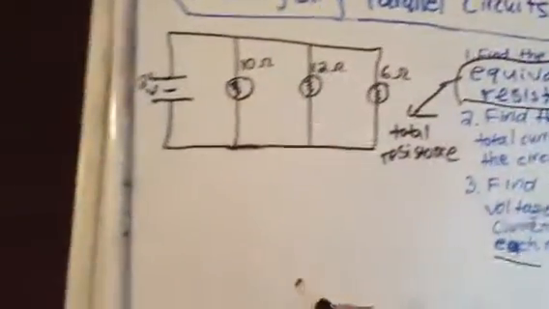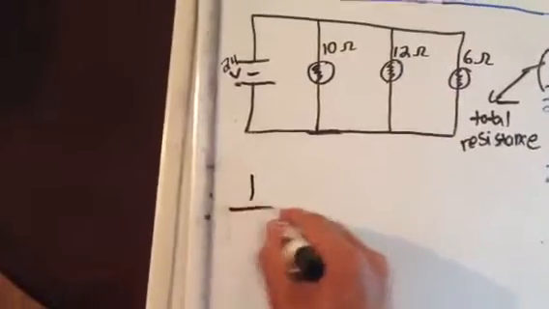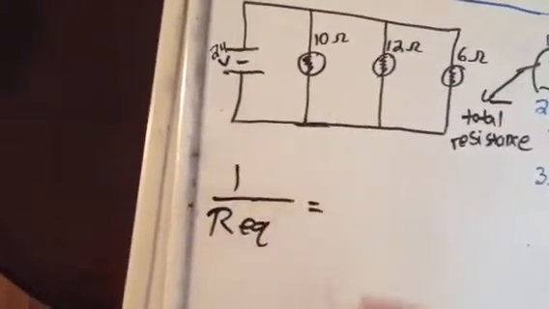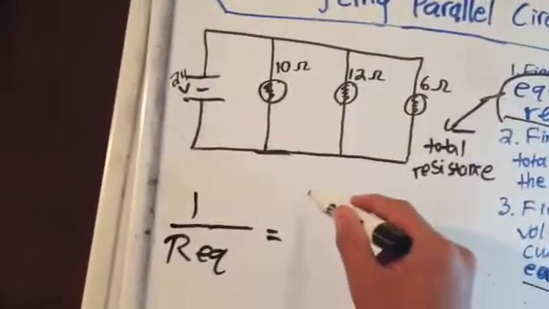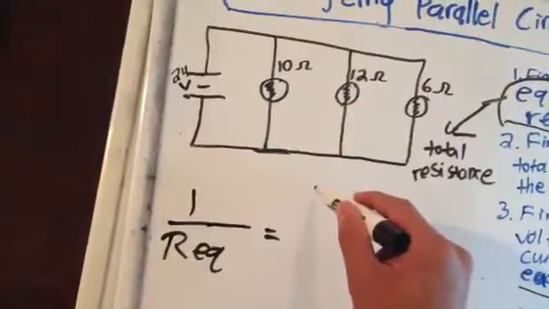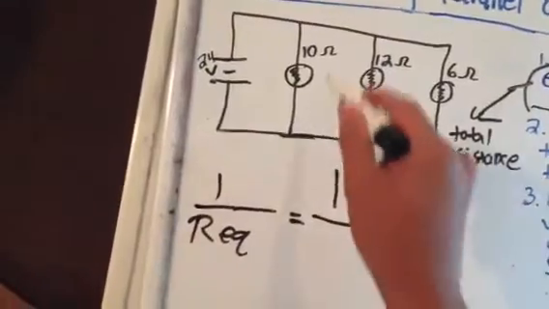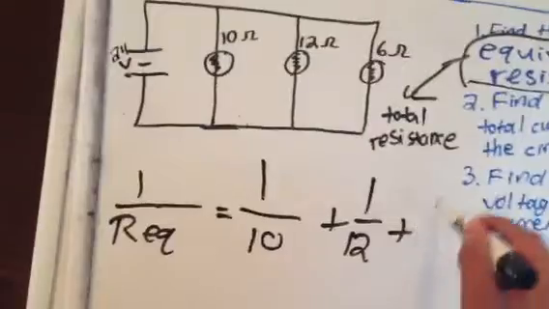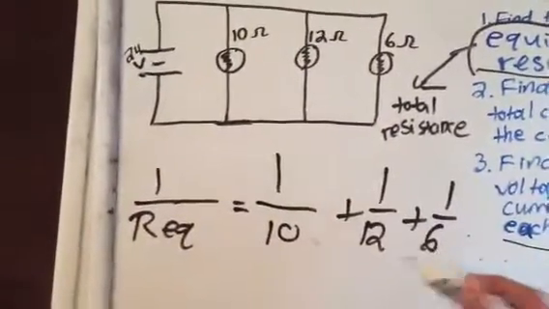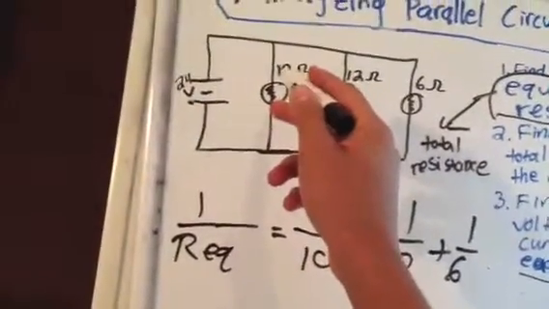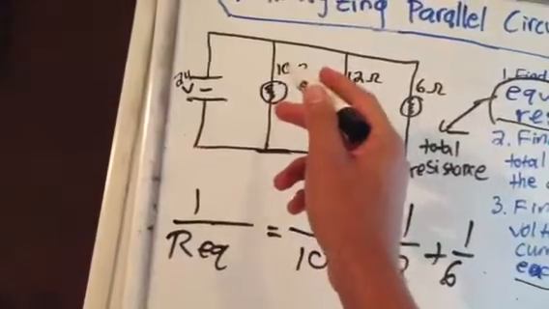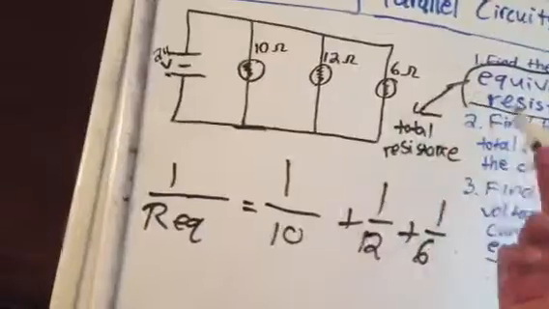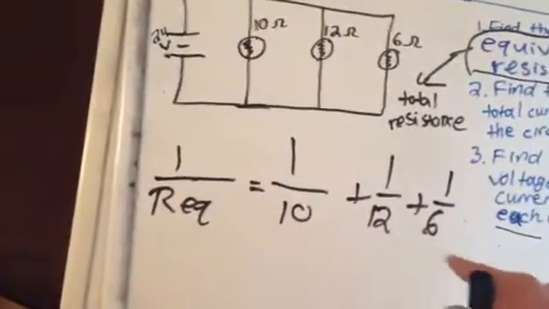So equivalent resistance: 1 over Req, and remember that it's a reciprocal. This is where you could easily make careless mistakes. Don't make careless mistakes. Mr. Teen Tutor is not an advocate of that. So this is 1 over 10 plus 1 over 12 plus 1 over 6. Now I said that the resistor with the resistance of 10 ohms is resistor 1. It doesn't have to be that. It can be any one of these. It doesn't matter because addition is commutative.